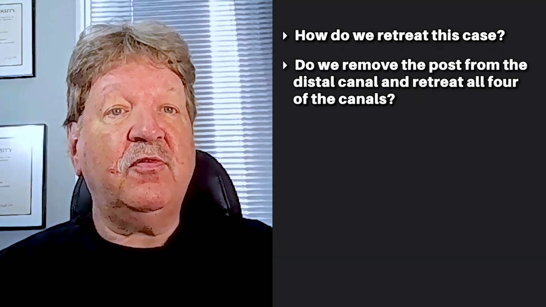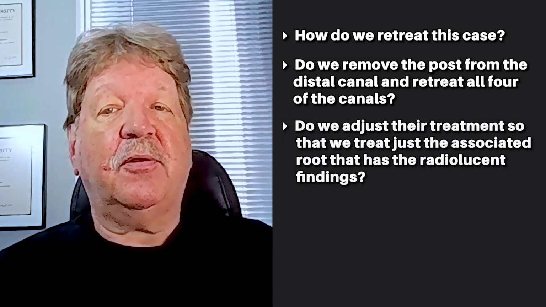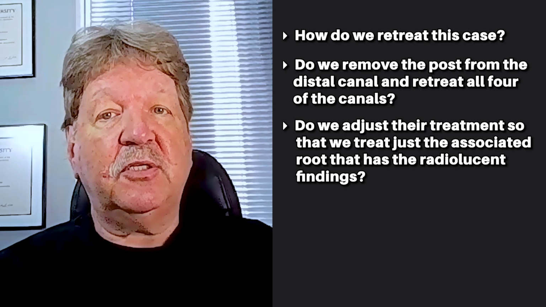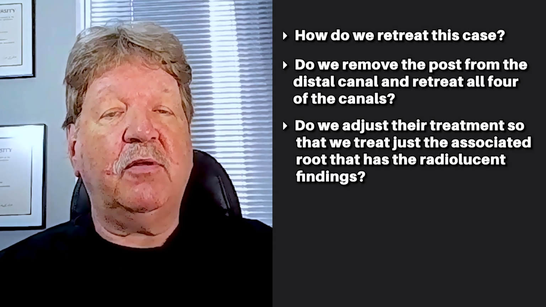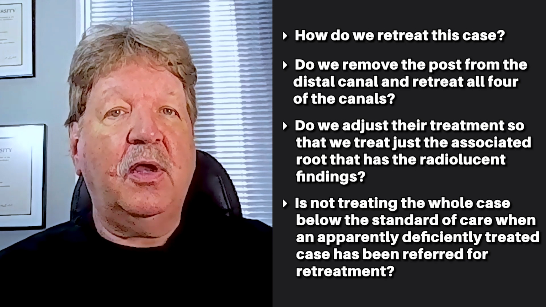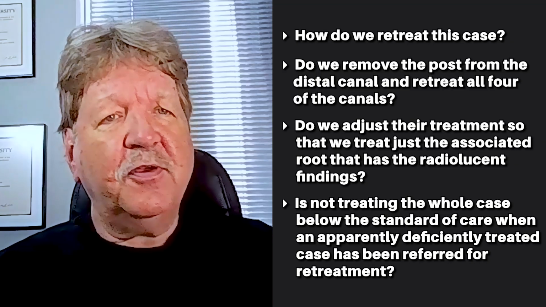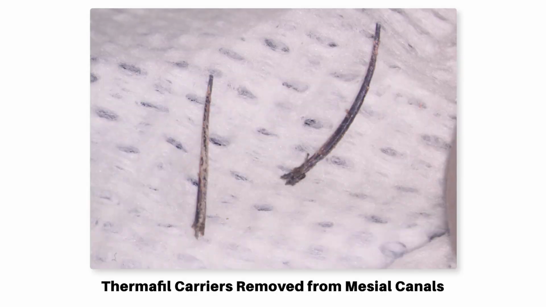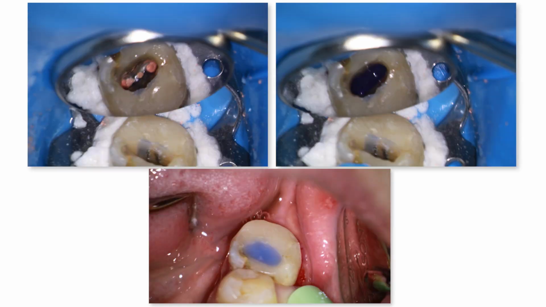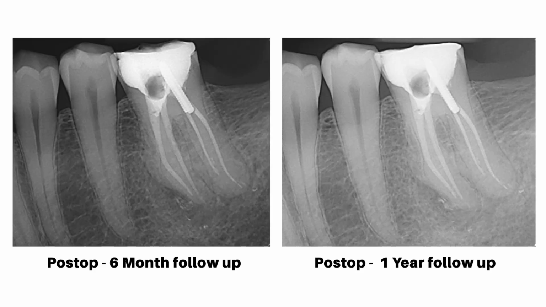Do we remove the post from the distal canal and retreat all 4 of the canals? Or do we adjust their treatment so that we treat just the associated root that has the radiolucent finding? Is not treating the whole case below the standard of care when an apparently deficiently treated case has been referred for retreatment? It's a good question. I removed 2 Thermafil carriers from the mesial canals. Also, there are medical legal issues that come with doing only half of the case and possible consequences should the case not heal or become symptomatic in the future.